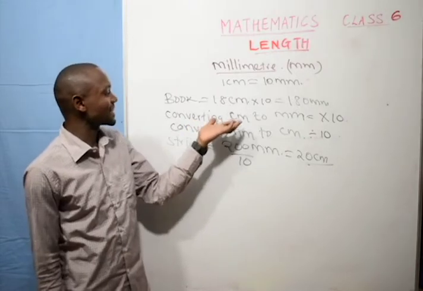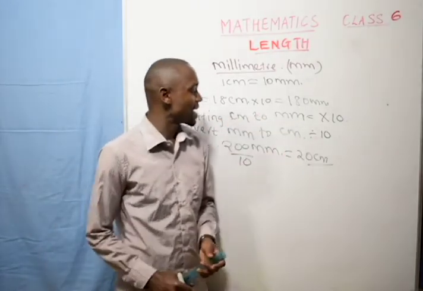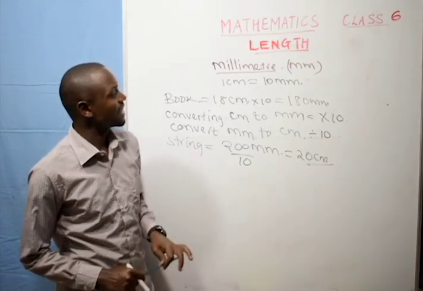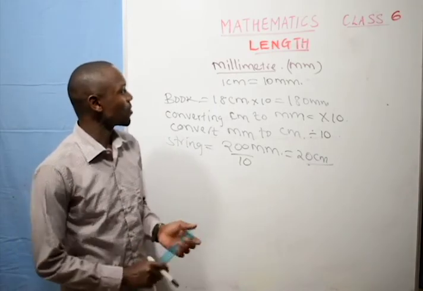And when converting centimeters to millimeters, we multiply by 10. Those are the units for measuring length, and we shall continue from there next time.